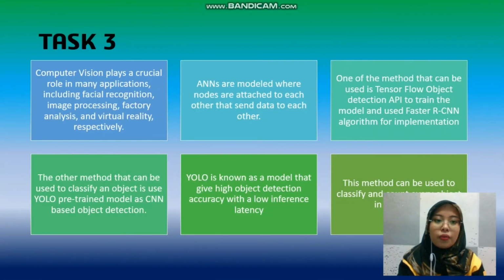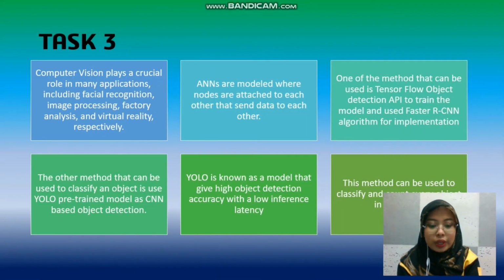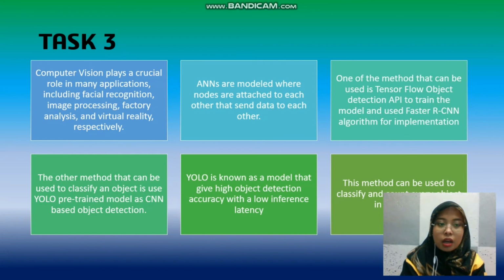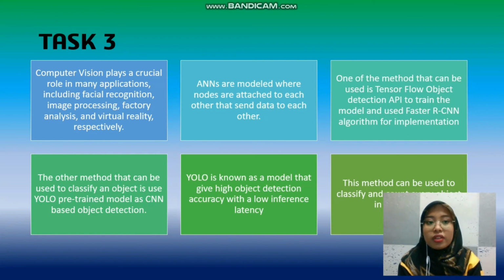Thank you. So for task 3, we need to investigate a suitable method that is able to identify and count recyclable material. As we know, computer vision plays a crucial role in many applications, including facial recognition, image processing, factory analysis, and virtual reality. So ANN models have nodes attached to each other that send data to each other.